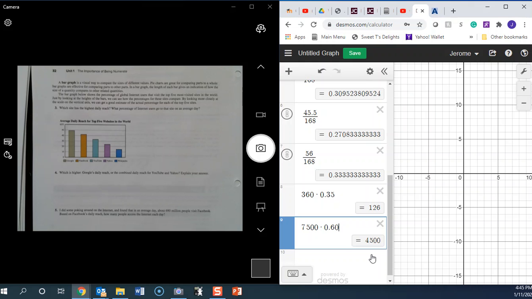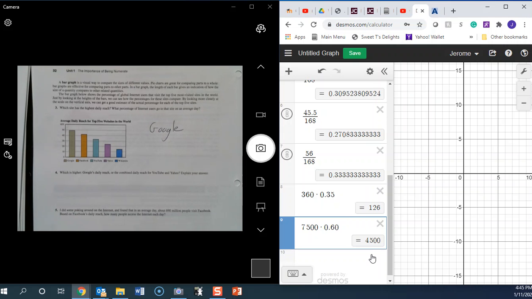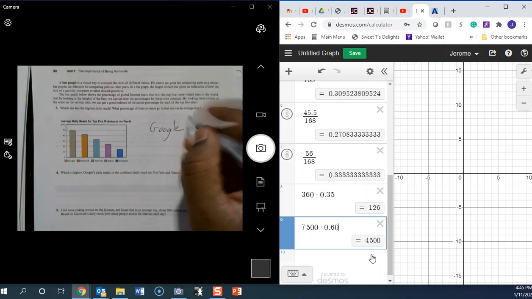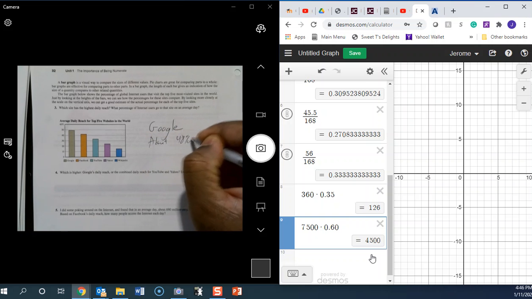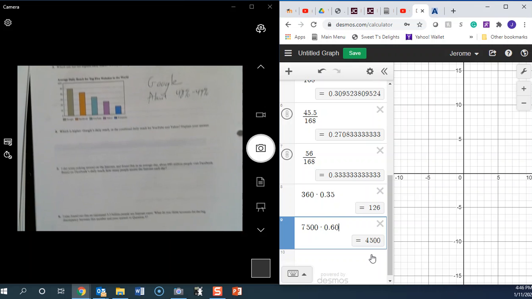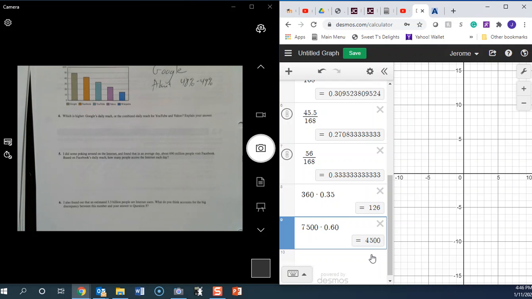So number 3, it says, which site has the highest daily reach? What percentage of internet users go to that site on an average day? Now we can see here plainly that it's Google. And if we want to look at percentages, Google is a little under 50%. So I would say maybe about 48% to 49%. I'm leaning more to 49, but I give the benefit of the doubt if someone put 48.